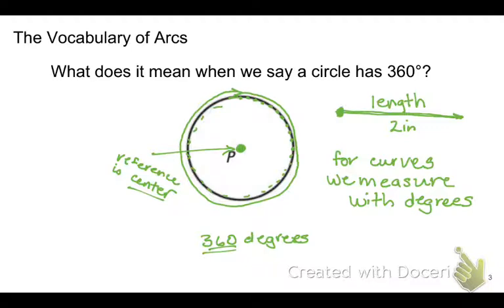But still, how do we measure? How long is that curve? The way we do it is if we draw a radius to the start of the part we want to measure, and to the end of where we want to measure. So say we're going to measure this length right here of the curve. Then we need to count how many degrees are in there.